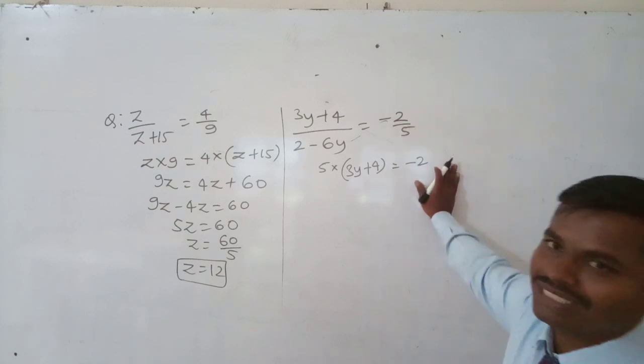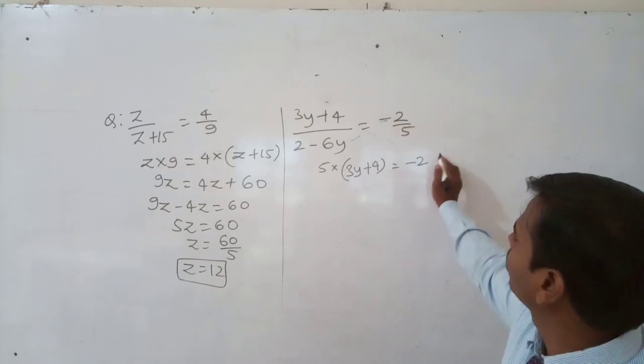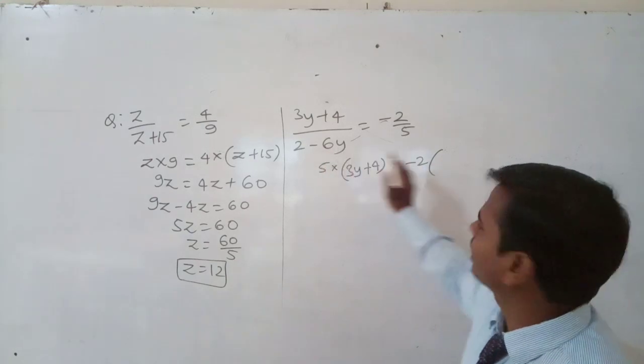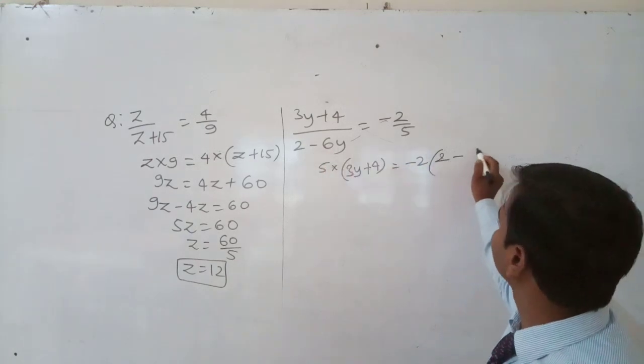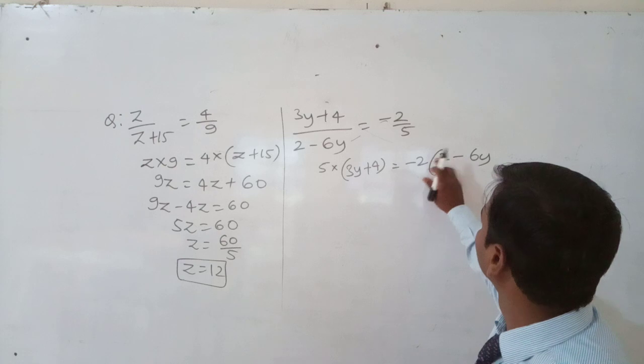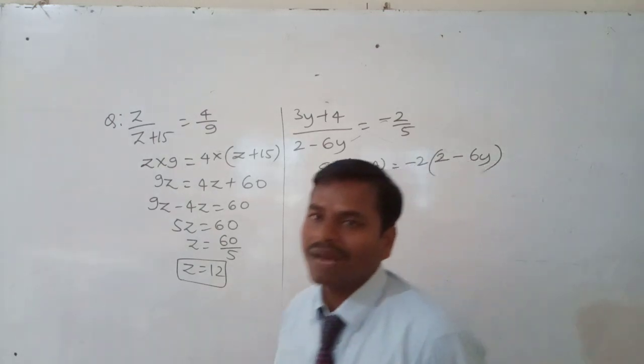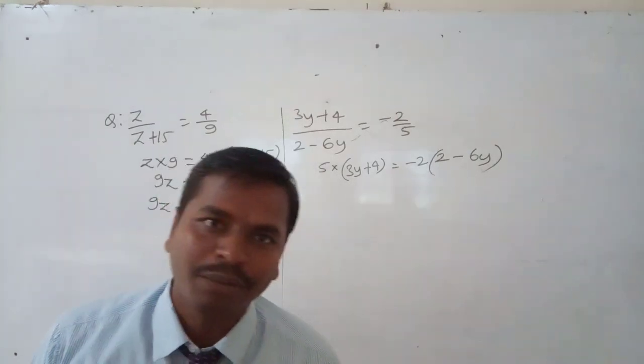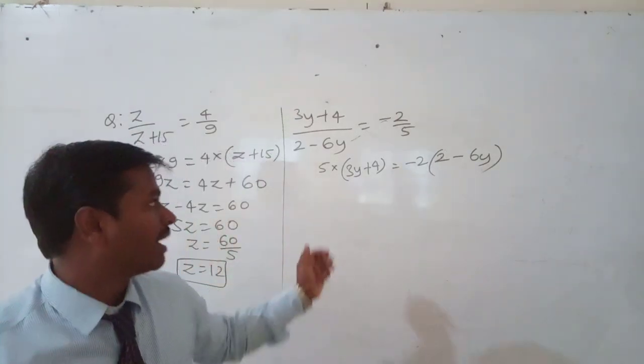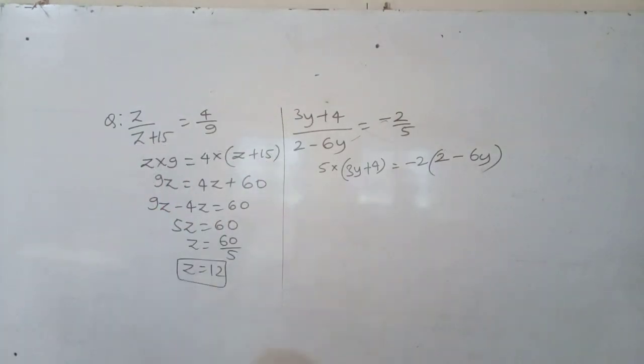That's why we'll keep this side only. Minus 2 into what is in the denominator? 2 minus 6y. 2 minus 6y we are getting here. Now multiply the numbers and remove the brackets. Multiply these numbers to both the terms inside the bracket and remove the bracket.